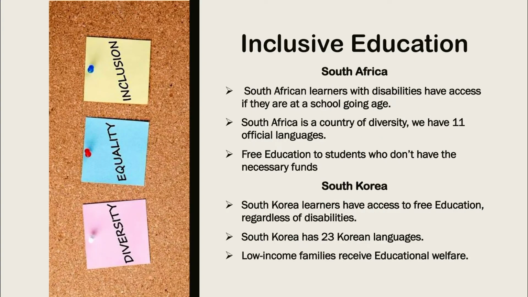Inclusive education in South Africa. Learners with disabilities have access to education if they are of school-going age. We are diverse and have 11 official languages, and some schools teach in their mother tongue. Free education is also accessible if funds aren't available, according to your grades. South Korea allows for inclusive education for all, regardless of disability. They have learning materials in 23 languages and also fund free education for underprivileged students, which shows both countries are quite similar in this regard.